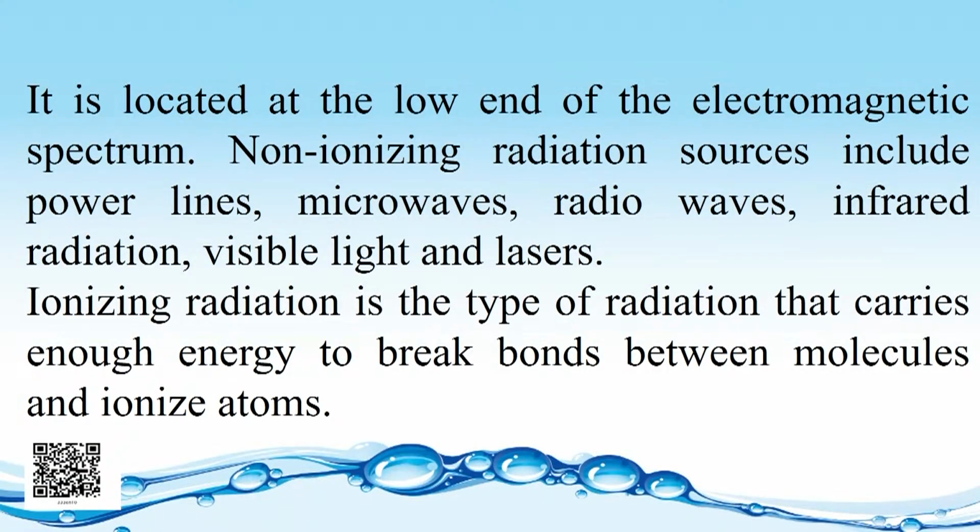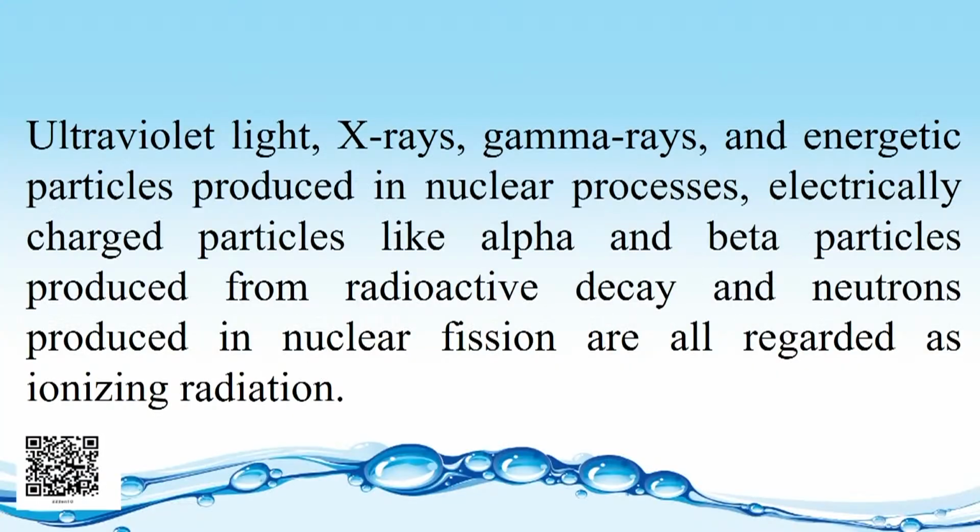Non-ionizing radiation is relatively low energy radiation that does not have the energy to vibrate atoms faster. It is located at the low end of the electromagnetic spectrum. Ionizing radiation is a type of radiation that carries enough energy to break bonds between molecules and ionize atoms. Ultraviolet light and neutrons produced in nuclear fission are regarded as ionizing radiations.